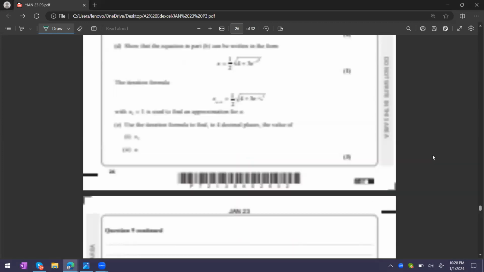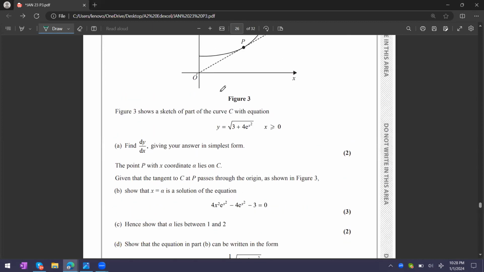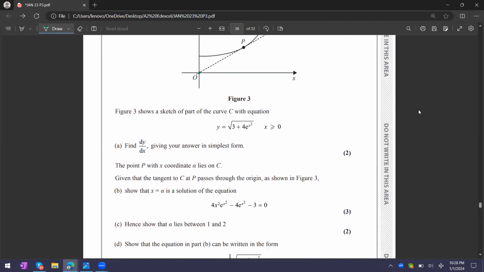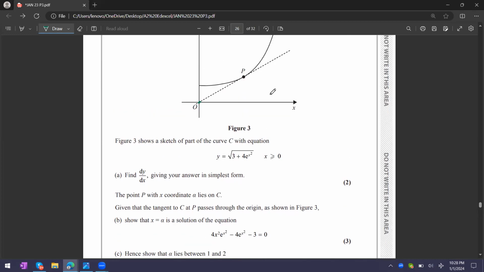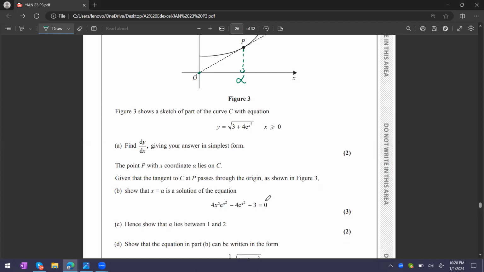Oh, we have B part now, sorry, long question. B part: you can see that the tangent to this curve at P passes through the origin, and this x coordinate is alpha. Show that it is a solution of this equation.